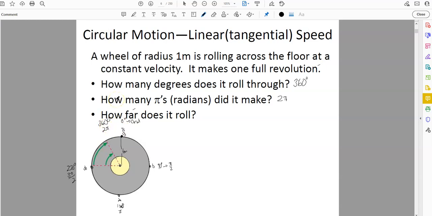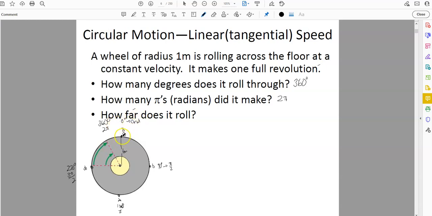So in a way, radians is a conversion of degrees to pi's. And the reason why we think about rotation in terms of radians is that's a really easy way to convert to linear motion. Okay? So let's talk about that.